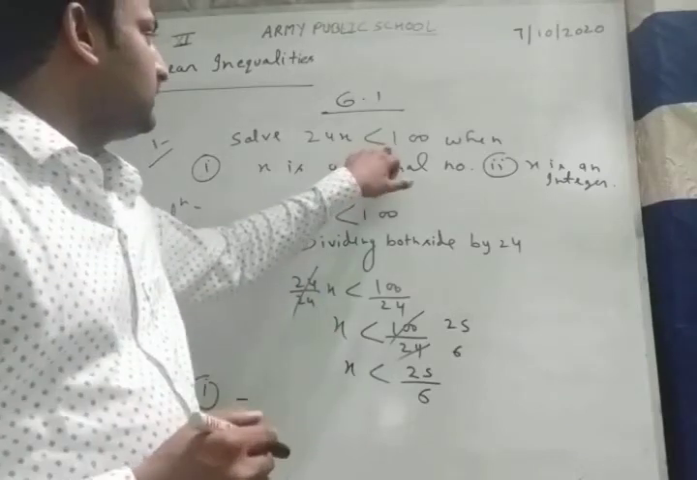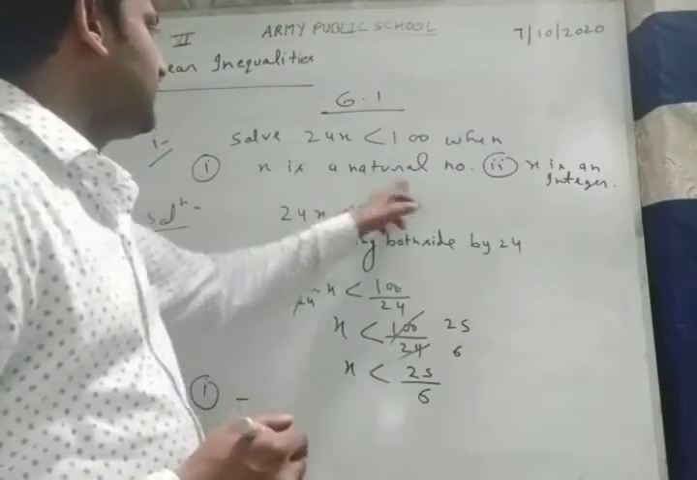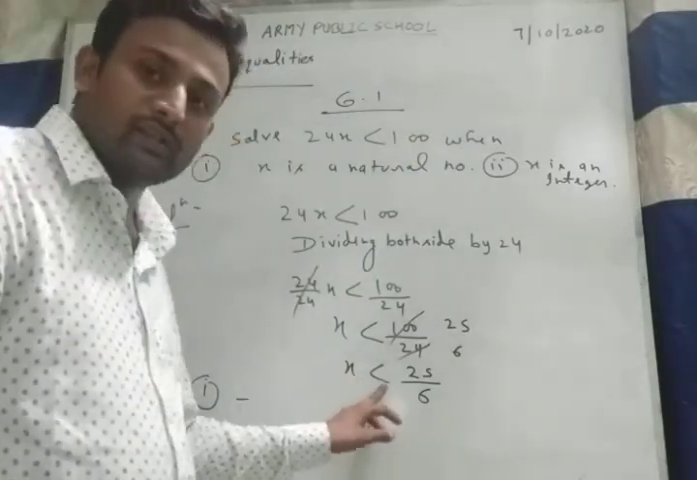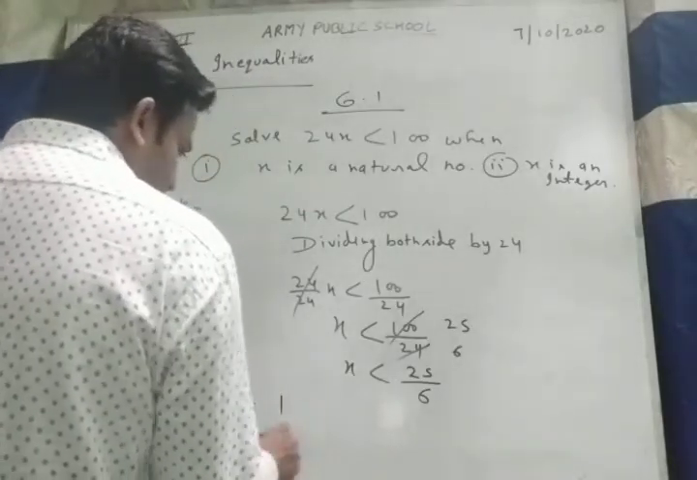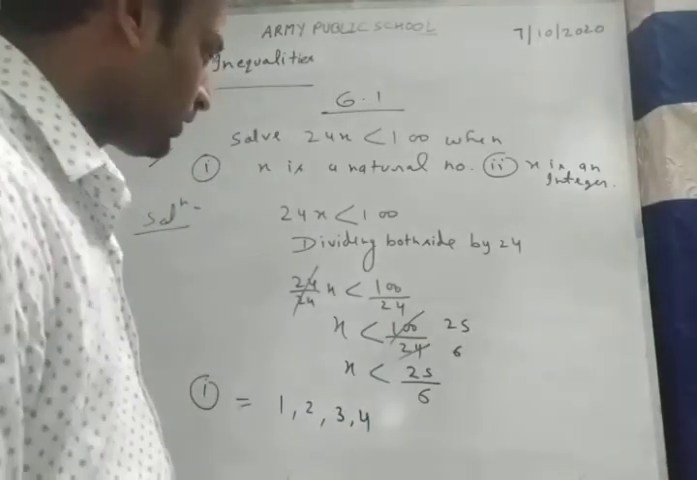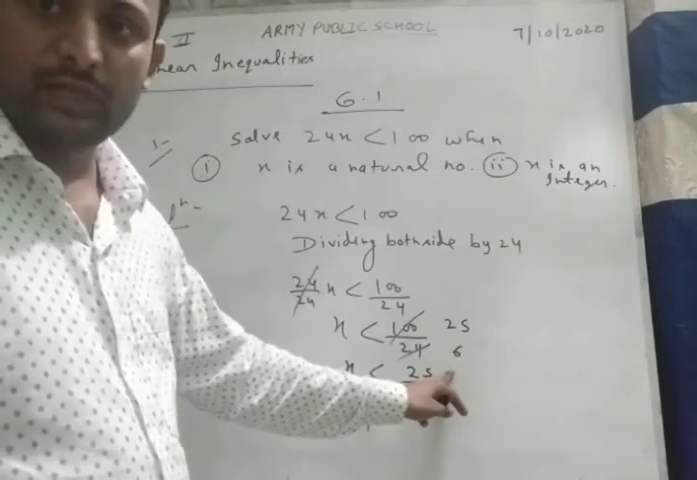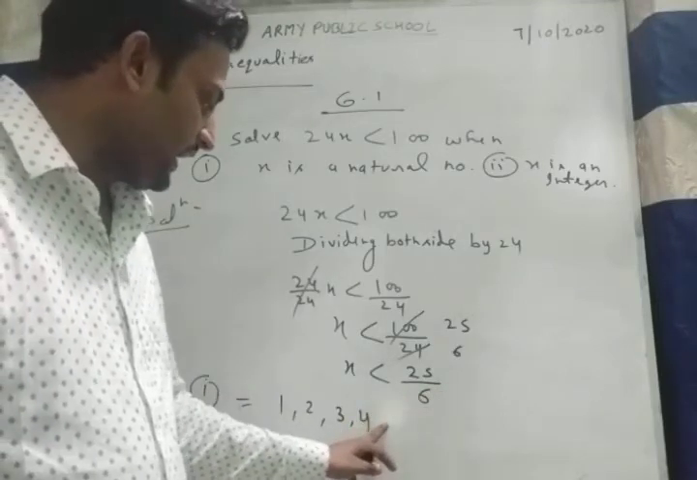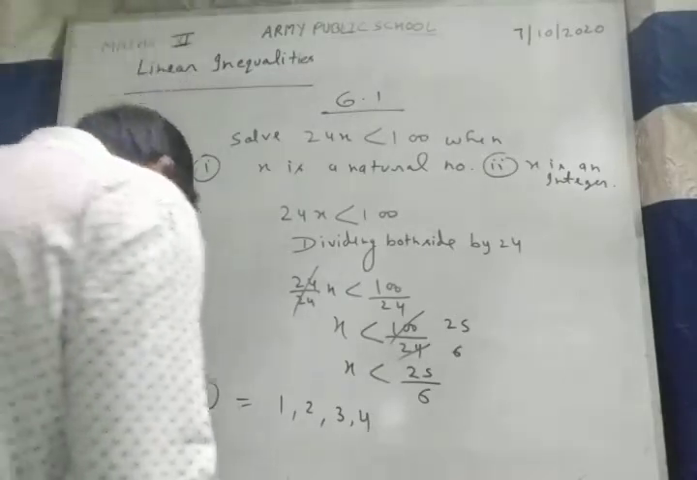Now first solve 24x is less than 100 when x is a natural number. If x is a natural number, then what will be the solution? Then it will be 1, 2, 3, 4. After this it cannot be, because 6 4s are 24, 6 5s are 30. So the value of x cannot be greater than 4.